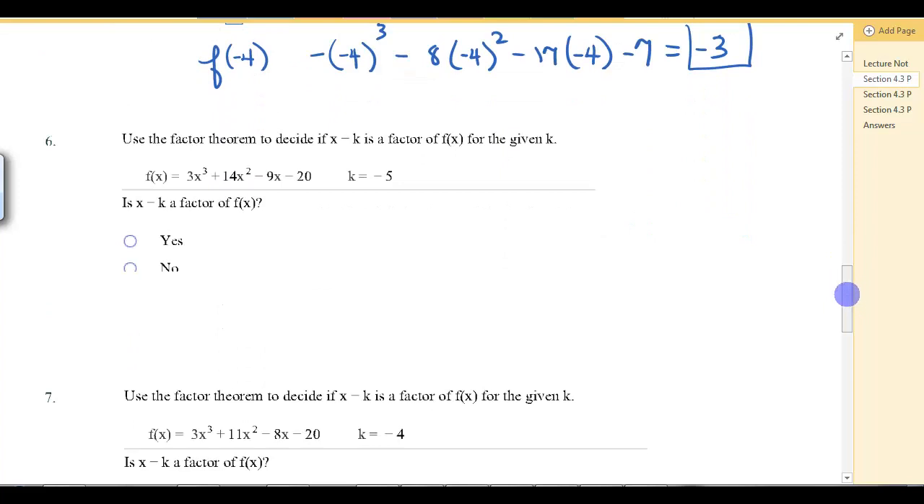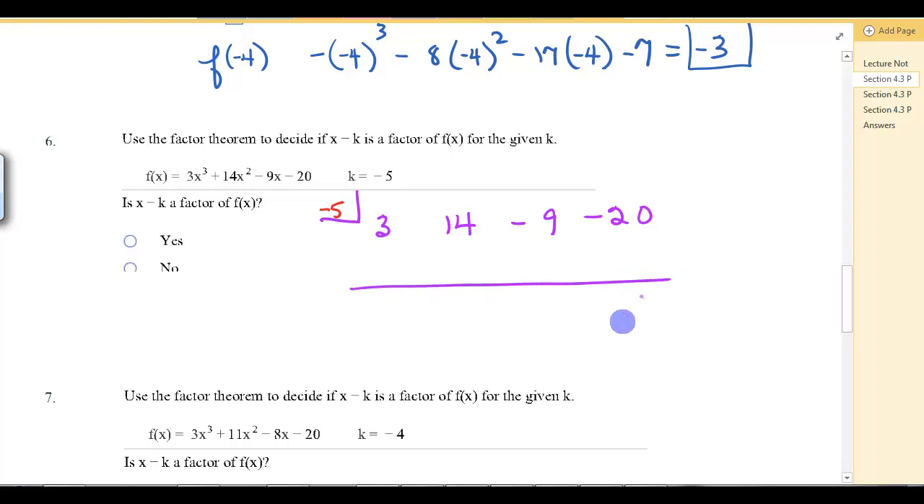All right, use the factor theorem to decide if k equals negative 5 is a factor. All right, remember, we're going to do synthetic division. So we got 3, 14, negative 9, negative 20. And we're going to divide by negative 5. Now, we don't have to change the sign because it's not in an x minus or plus form. It's just the solution. So we're going to do that, and our goal is to see what this remainder is right here.